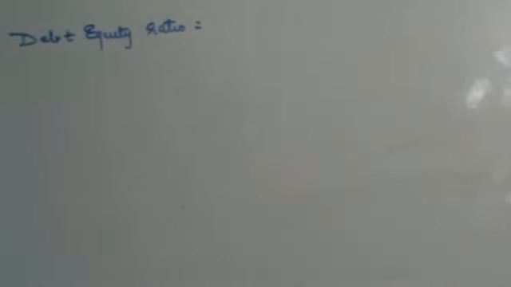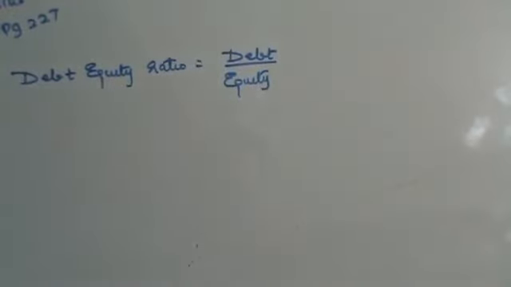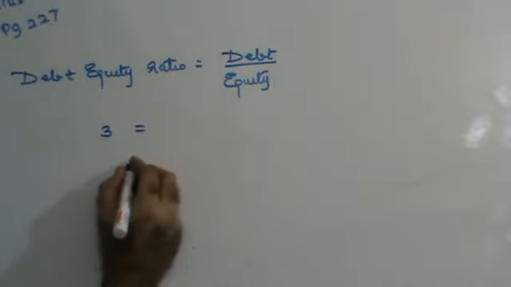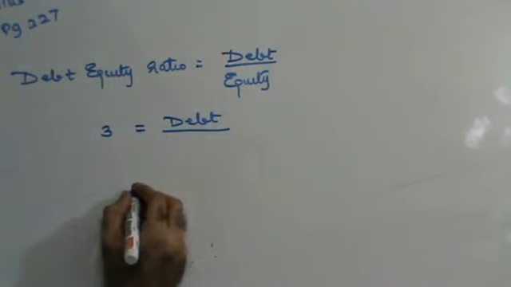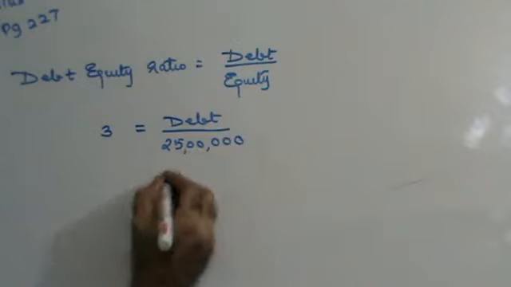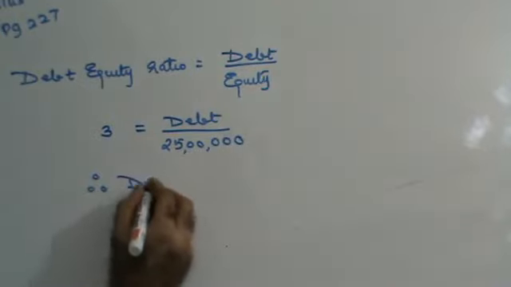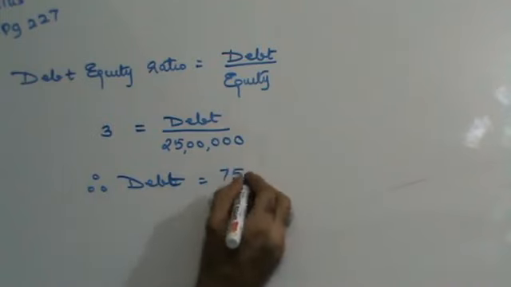How do I get debt equity ratio, guys? The name tells you what the formula will be. Debt equity ratio is going to be debt upon equity. Debt equity ratio is given to you as 3. We do not know what is the debt. Net worth of the company is 25 lakhs. That means equity is going to be 25 lakhs. Therefore, debt is going to be equal to 25 into 3, 75 lakhs.